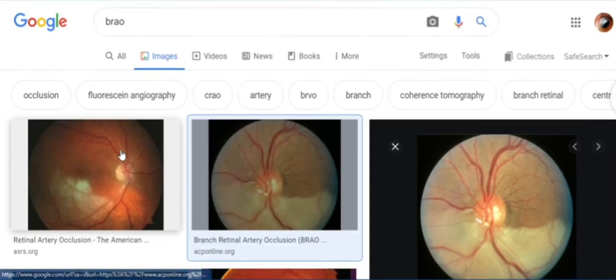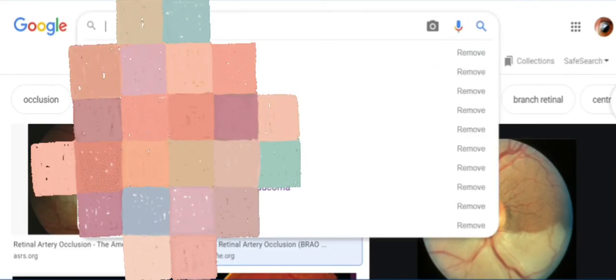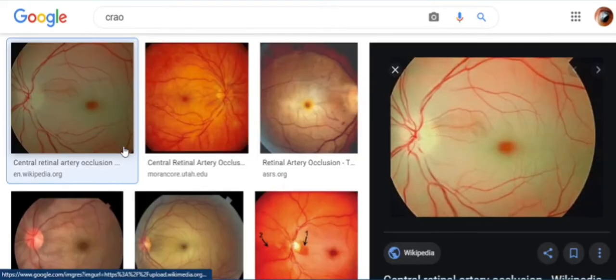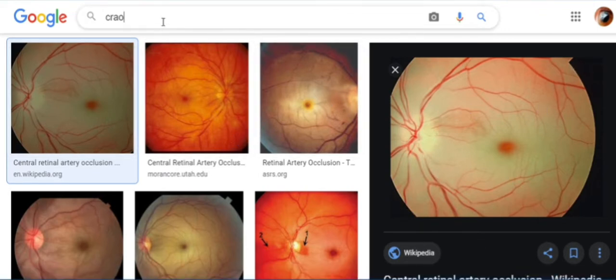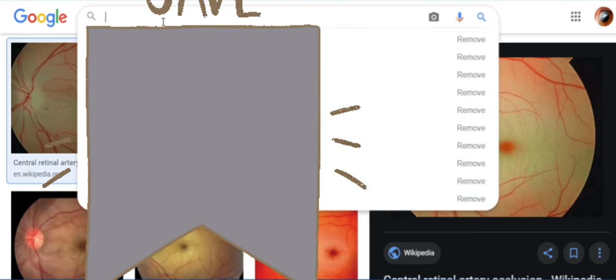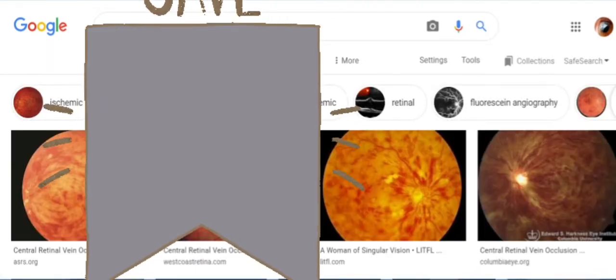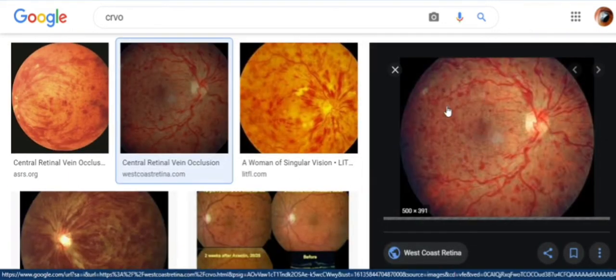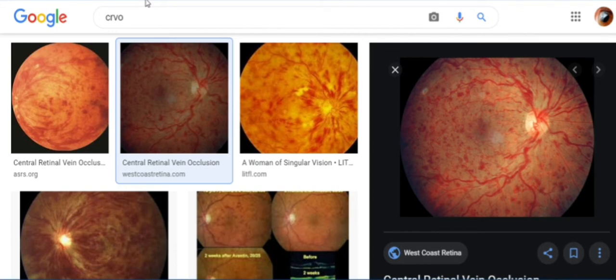Let me show you the picture. CRAO will look like this. A clean view is there because there is an ischemic condition in the retina. And CRVO will look like this. There are dot-shaped hemorrhages scattered all over the retina. So this can be the diagnostic factor, how CRAO looks and how CRVO looks. And we will have a separate video on CRAO and CRVO in the coming days.